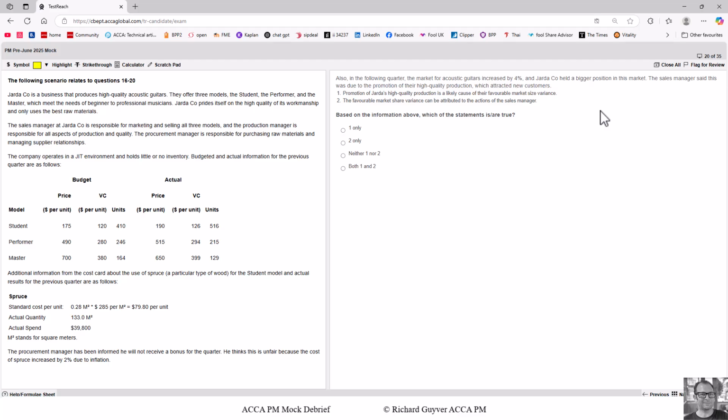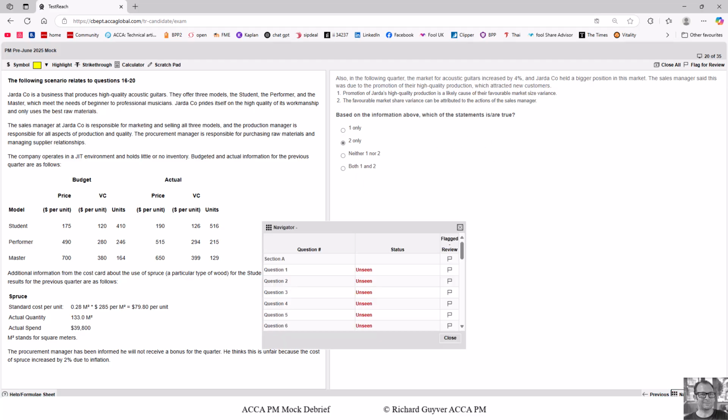Which is true? First one, promotion of Jarda's high-quality production is a likely cause of their favourable market size variance. So market size is outside of control of an organisation. Market size looks at the external market. An individual company only gets a portion of that, which is called the market share. So 1 is not true. Number 2, the favourable market share variance can be attributed to the actions of the sales manager. That's yes, that follows on from what I just said. So the correct answer is 2. So we've banked those marks, saved ourselves a bit of time.